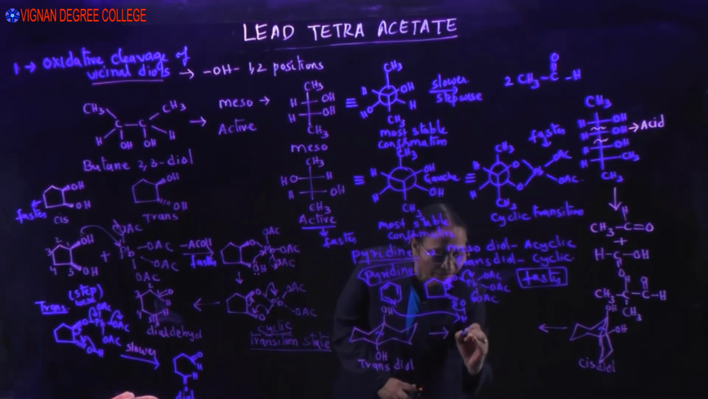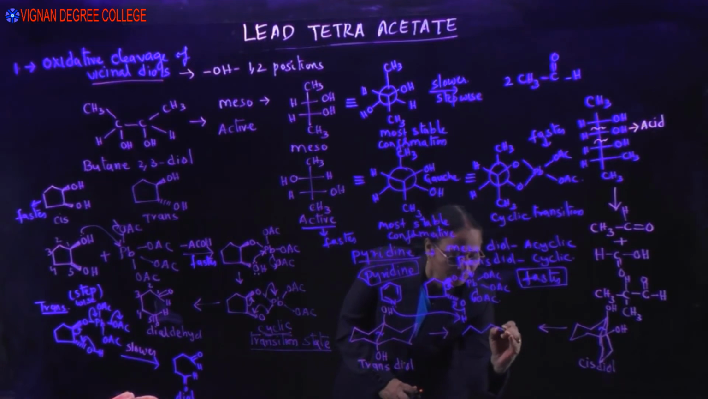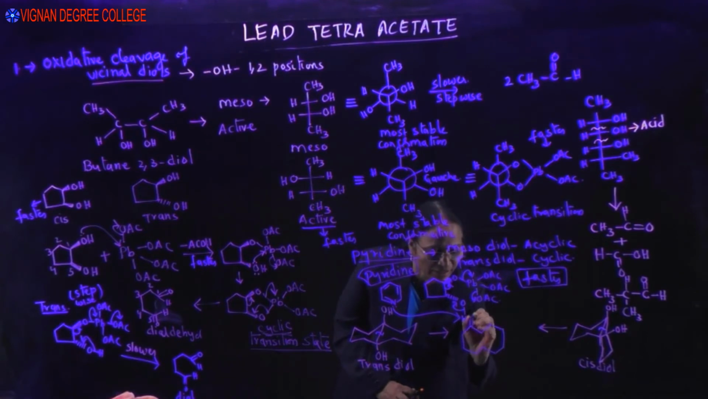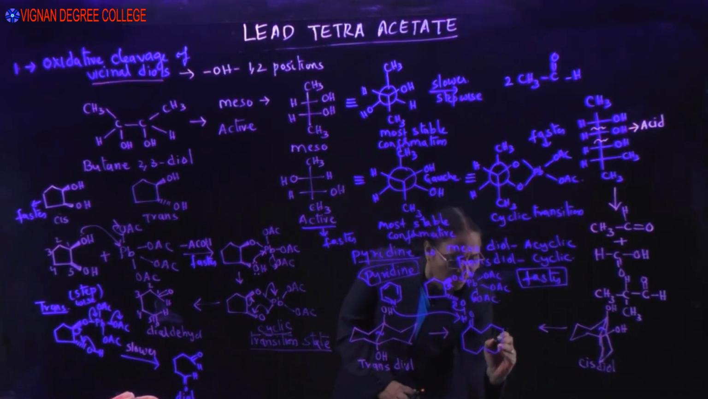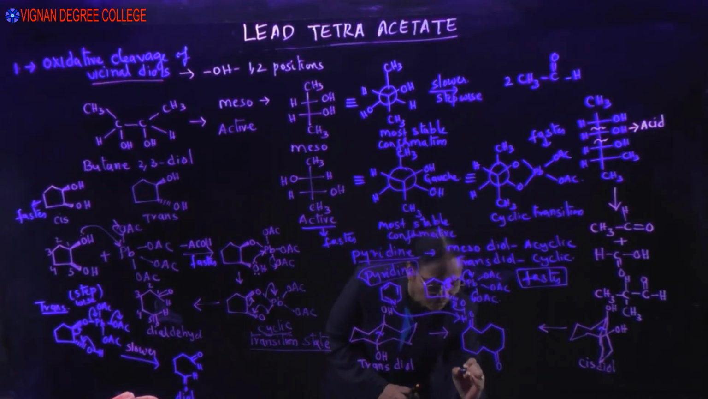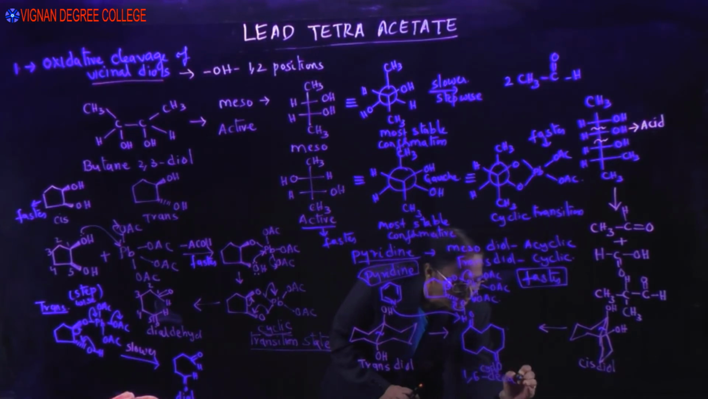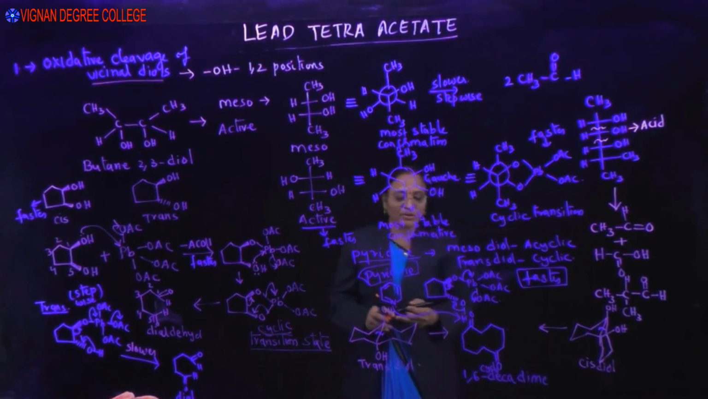So, if I write the structure, a 10 carbon chain with a carbonyl at 1, 2, 3, 4, 5, 6. So, I get 1,6-cyclodecadione as the product. In both the cases, the product is same.